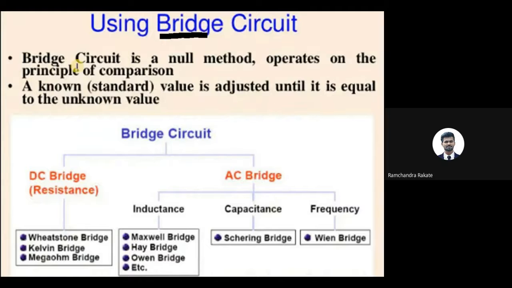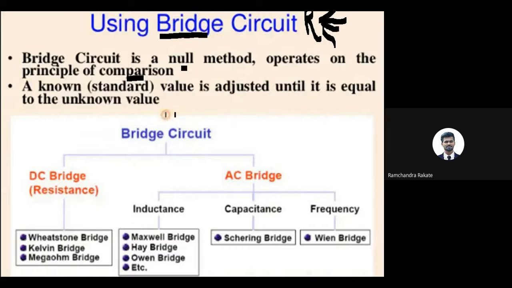A bridge circuit is nothing but a null method that operates on the principle of comparison. So right now you can keep in mind that a bridge method is where we can have a comparison among resistors. There are n number of resistors, and we compare them with the help of a bridge circuit.